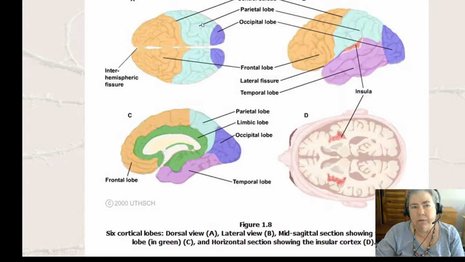And those, I think, you don't have to know a lot of fissures and sulci, but you need to know the interhemispheric fissure that separates the hemispheres of the cerebrum. You have to know the central sulcus, which separates the frontal lobe from the parietal lobe, and you should also know the lateral fissure, which roughly separates the temporal lobe from the frontal and parietal lobes.